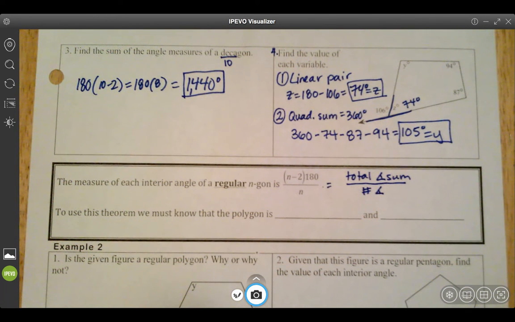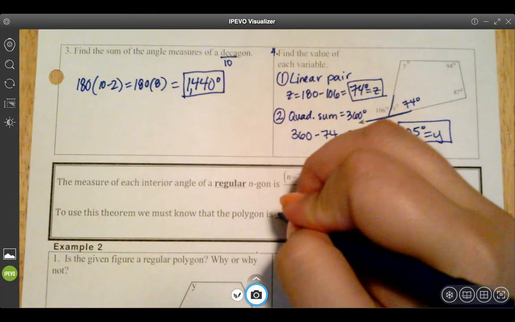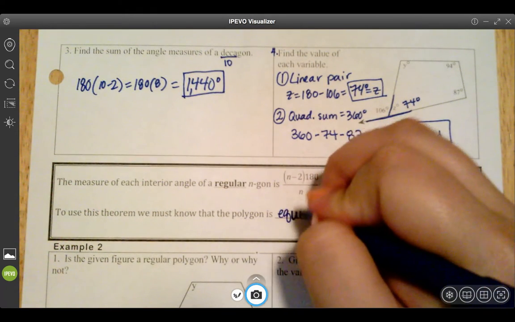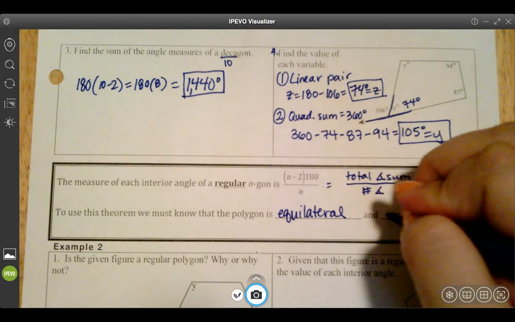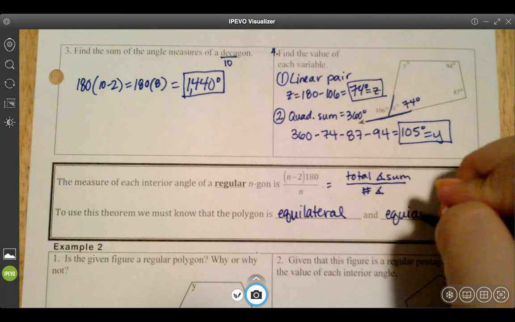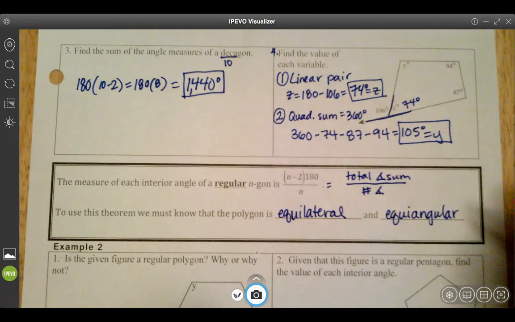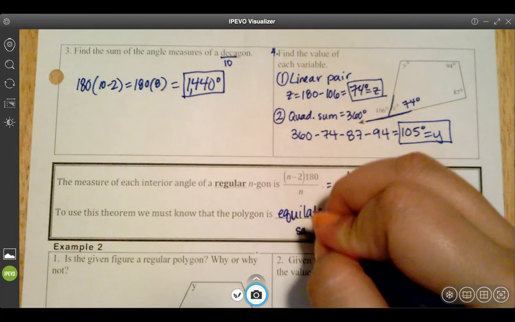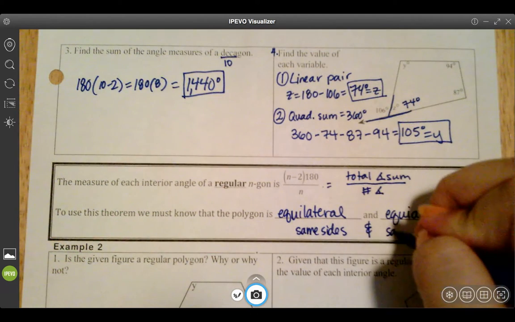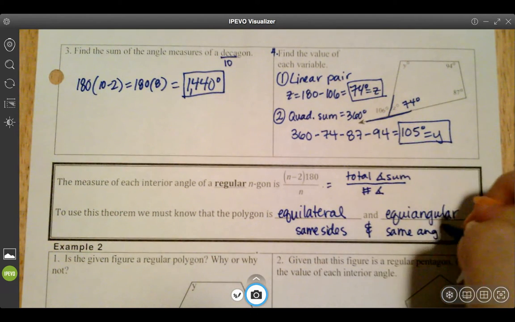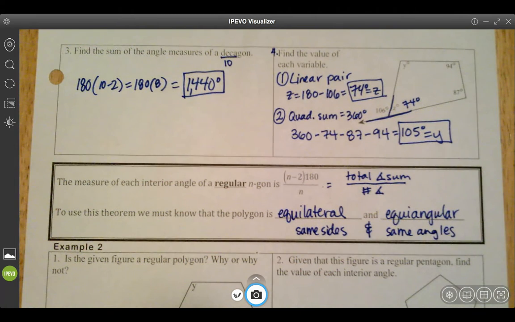So in order to use this, we have to remember that regular means that it is both equilateral, all the sides are the same, and equiangular. Same sides and same angles. And one does not mean you have the other unless it's a triangle. So let's do a couple of examples.